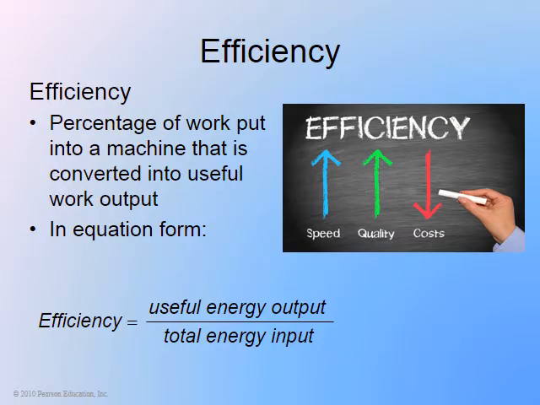In physics, we have a word called efficiency. Efficiency is the percentage of work put into a machine that is converted into useful work output. In a mathematical equation, we can describe efficiency as equal to the useful energy output divided by the total energy input. The efficiency of the machine relies on how it works or the quality of its work. Remember, some machines cannot work perfectly because of some factors, just like friction.